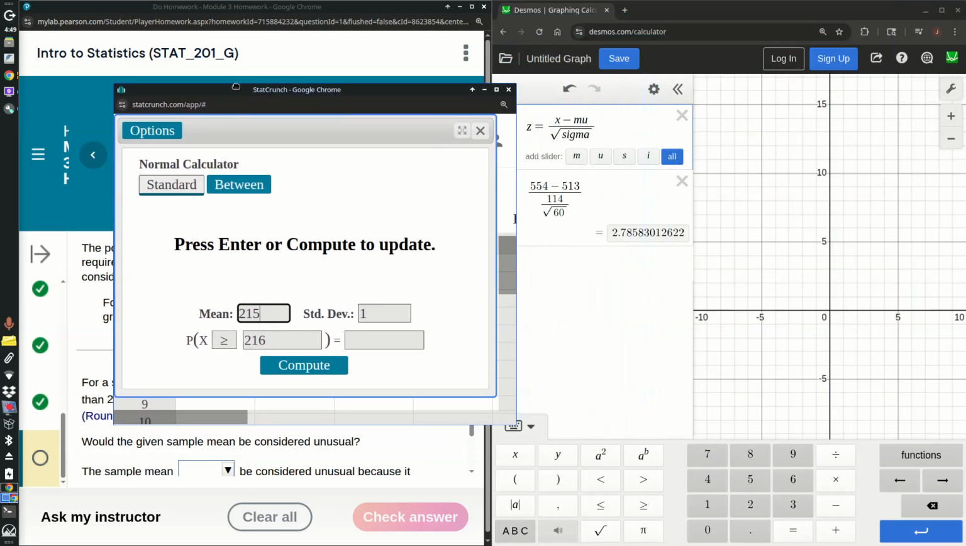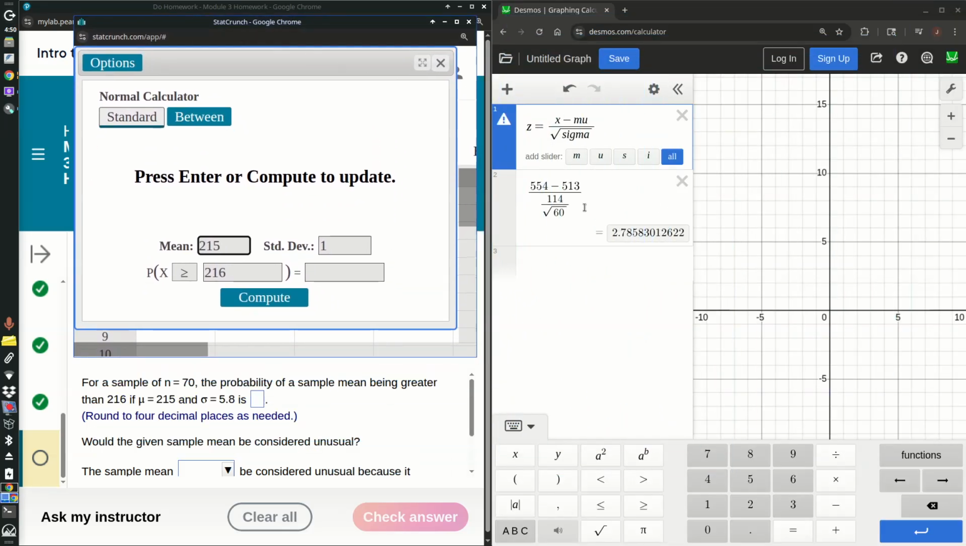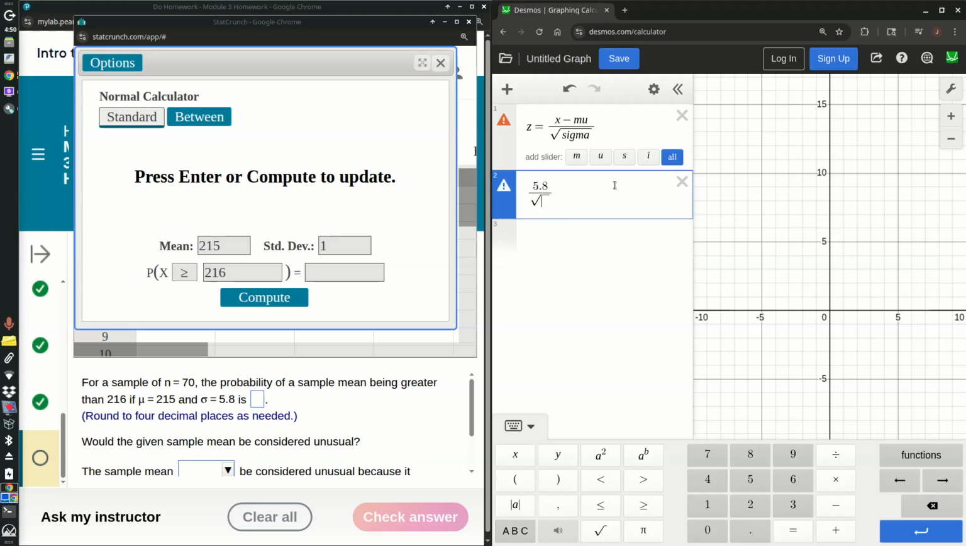So do I still have Desmos back there? I sure do. I want to do 5.8 divided by the square root of 70, and I get 0.6932. Sorry, that's the answer. I just needed to put that in as the standard deviation. Excuse me. And then this was 215.1, I think.